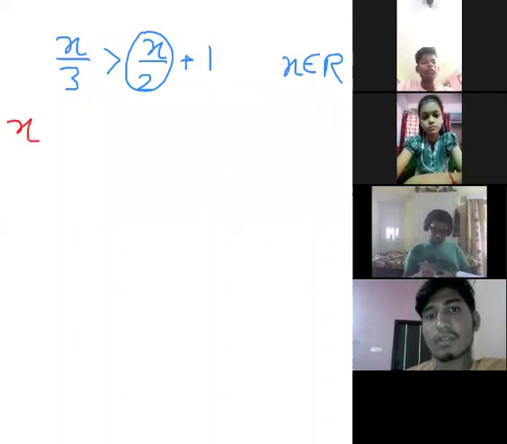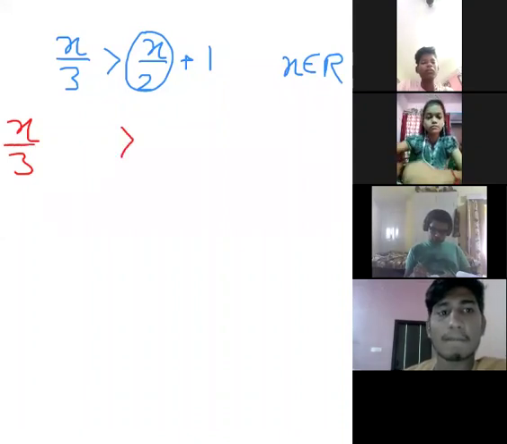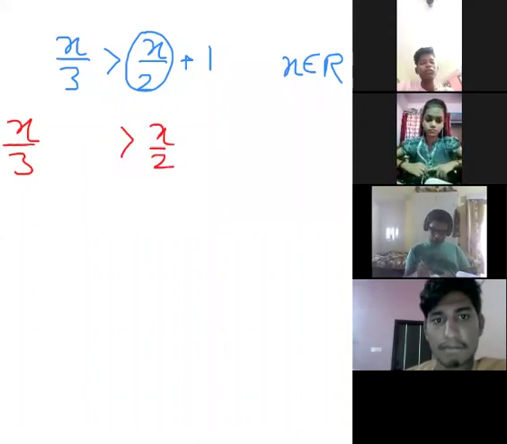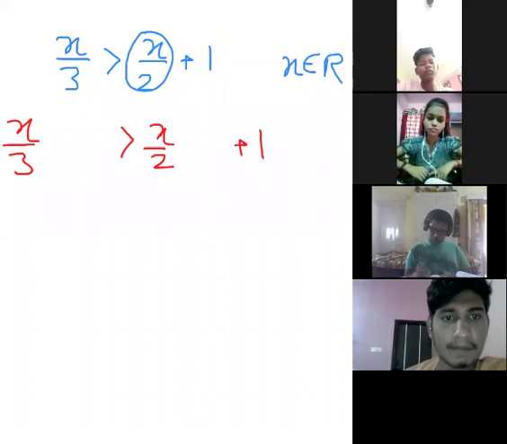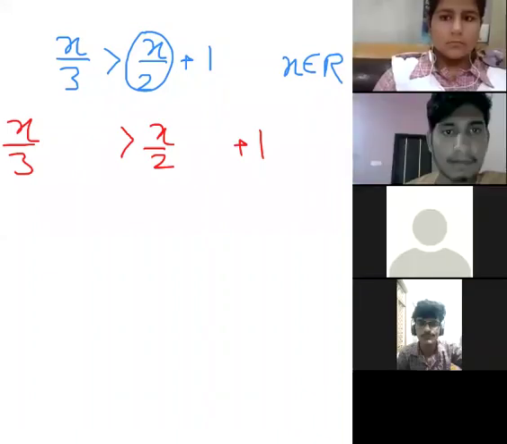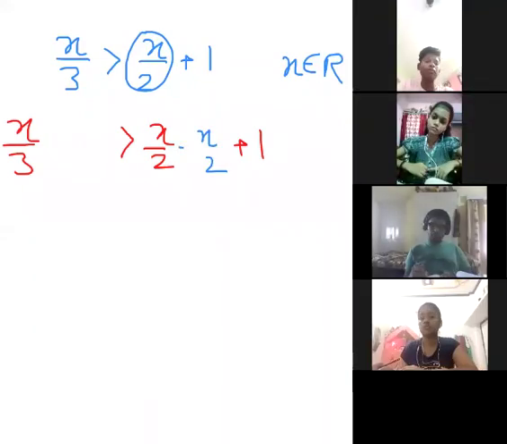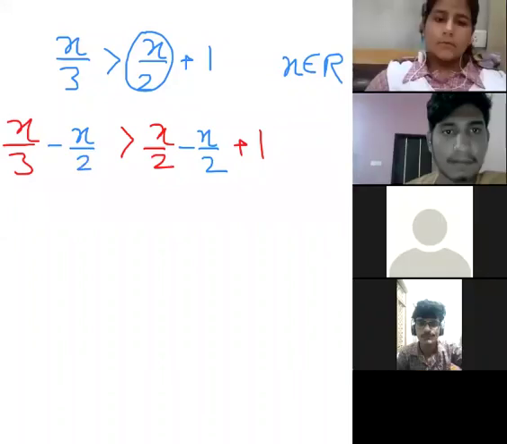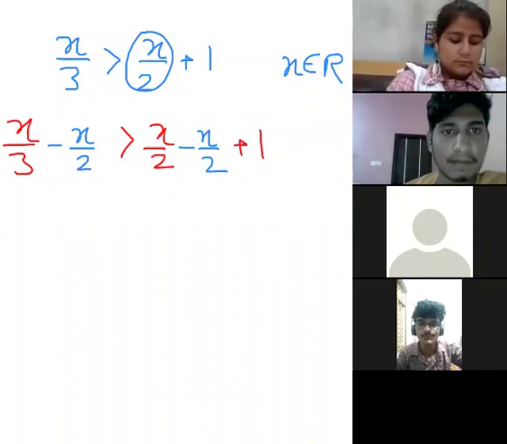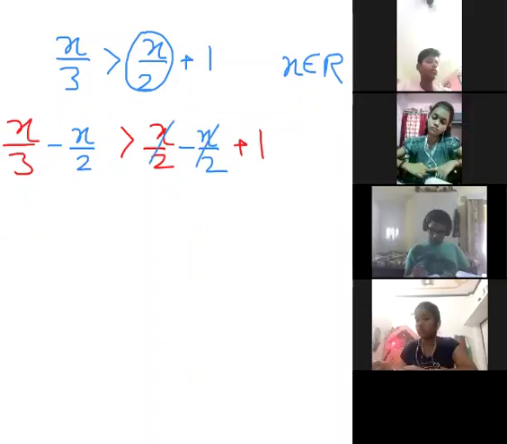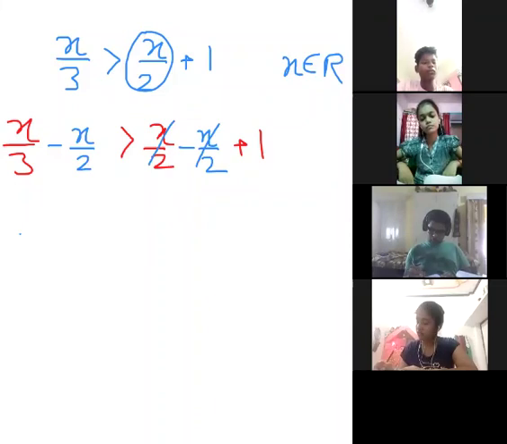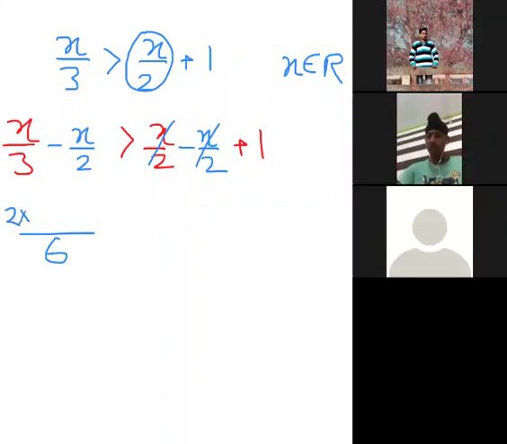X by 3 is given as greater than x by 2 plus 1. I'm going to subtract x by 2 because I want to remove x by 2 from this side. So I am going to subtract x by 2 from both the sides. Now what it will become? This will get cancelled, and this side I'm taking LCM. 2x minus 3x, minus x upon 6 is greater than 1.